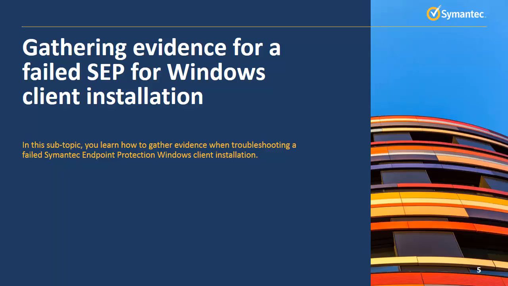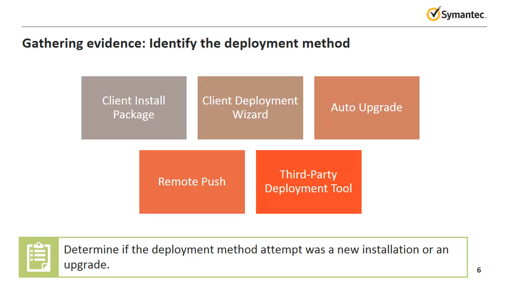Let's apply the troubleshooting methodology to resolving a failed SEP for Windows client installation. When gathering evidence, it's important to identify the deployment method. You can install Symantec Endpoint Protection directly on a computer with a client install package. Or if you're not directly in front of the computer, you can deploy with the client deployment wizard.